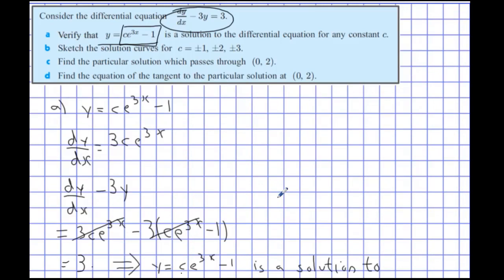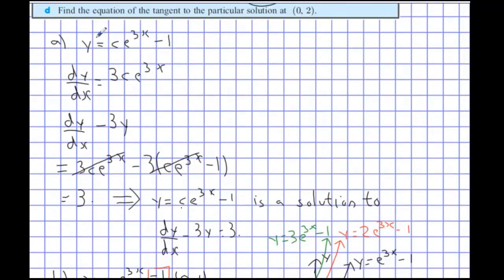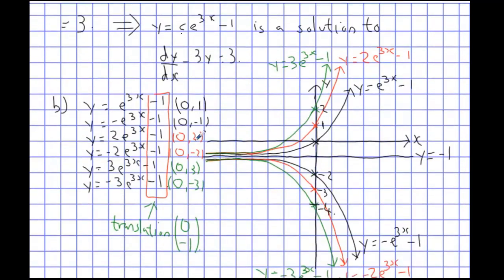Part C, find the particular solution which passes through 0, 2. Now we have actually done enough work to just look at this and say the answer, but I will demonstrate the algebraic method as well. So we have a general solution of y equals c e to the 3x minus 1, and we're told a point on the line. That's when you use that information to find a particular solution, e.g. you find the value of c.